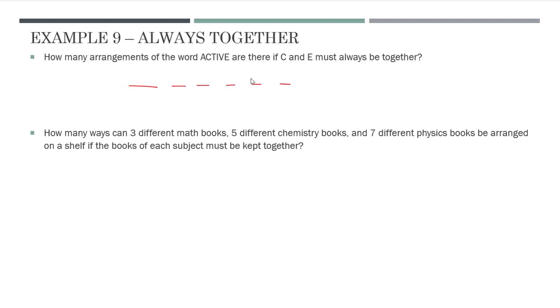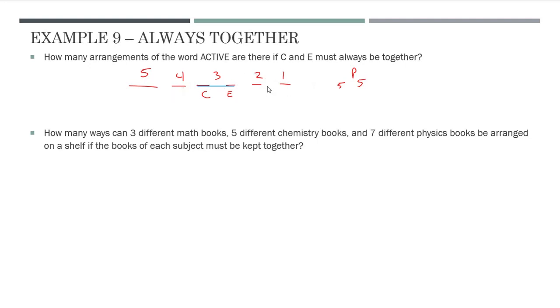But C and E always have to be next to each other. So they could be at the start, they could be somewhere in the middle. It doesn't really matter where they are. So rather than treat this as 2 separate ones, we're going to just treat this as a single one right now. Okay. So then if we think of it, we don't actually have 6, we have 5, so it's going to be 5, 4, 3, 2, 1, or 5 pick 5.